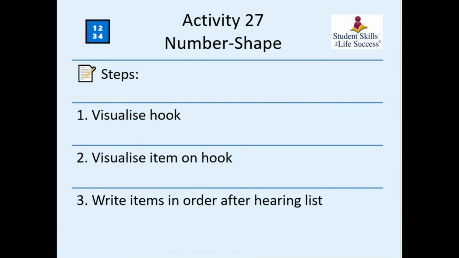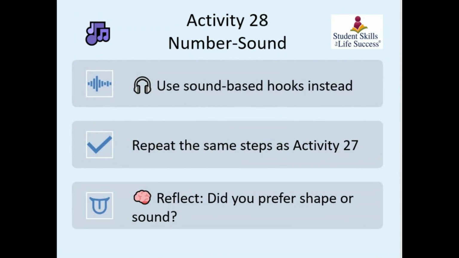Okay. Then activity number 28 is the number sound. And the way you're going to do this, you're going to use the sound-based hook. Instead, you're going to repeat the same steps as in the previous activity. Once again, your parent is going to read you a list, hopefully a different list this time. And then you are going to link 1 to a button, 2 to a shoe, 3 to a tree, 4 to a door, 5 to a hive. And you will quickly find out whether you prefer the number shape system or the number sound system.